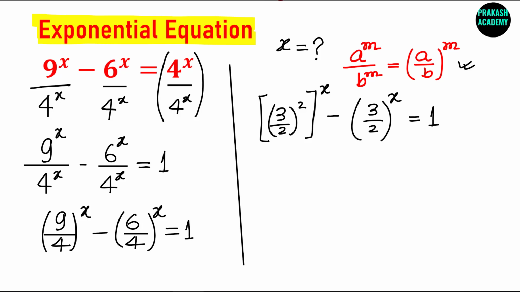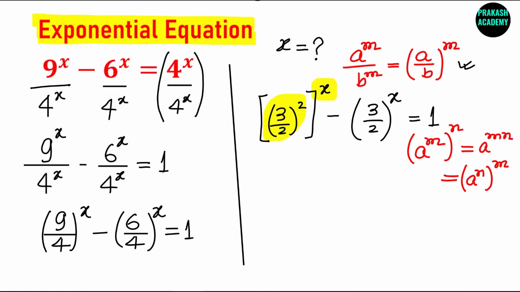Now we have another rule of exponents: a raised to the power m, whole raised to the power n, we can write as a raised to the power m times n, and this can also be rewritten as a raised to the power n, whole raised to the power m. So this rule we can apply here. This will simply become a raised to the power mn. So we can write 3 by 2 raised to the power 2x, minus 3 by 2 raised to the power x, and this equals 1.